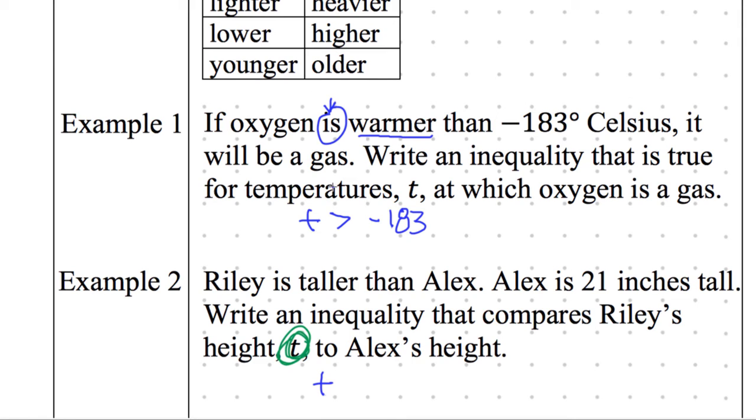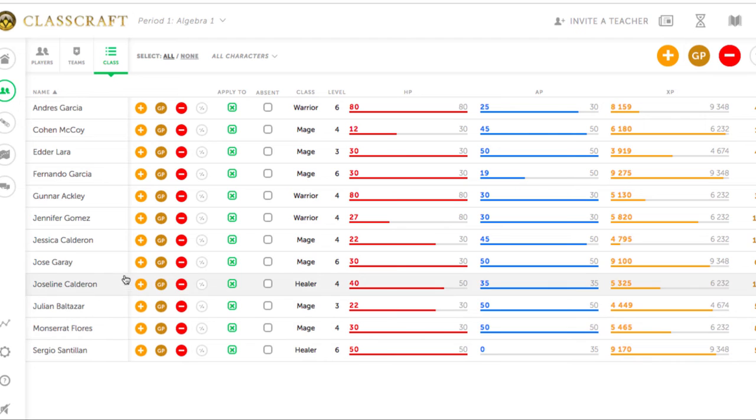Jessica. Taller, yep. Taller. And that means, Jessica, I'm going to be writing what type of inequality? Greater than. And what's the number going to be? 21. Greater than 21. There it is. T is greater than 21. Thank you, Jessica. There we go.